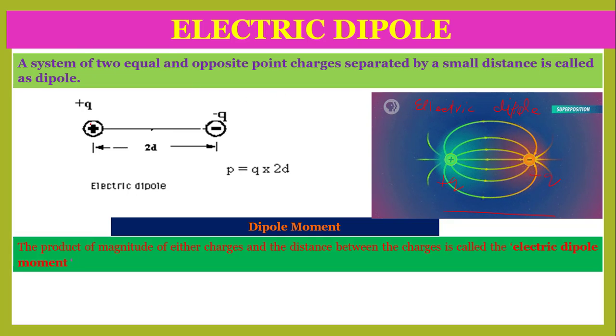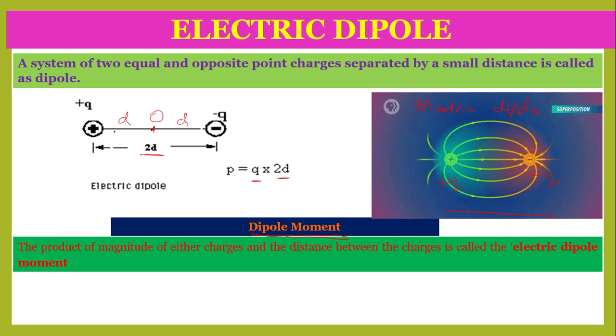So I have this system of charges constituting the electric dipole. This is the center of these two charges. From the center to this charge is a distance d, and from the center of this dipole, the charge minus Q is also at a distance d. So the separation between these two charges is 2d. We characterize this dipole with a very important quantity called the dipole moment, defined as the product of the magnitude of either charge multiplied by the separation between the two charges.